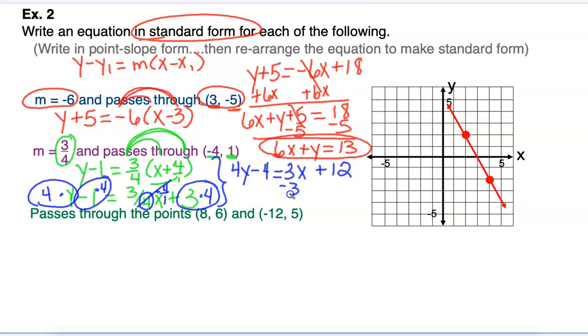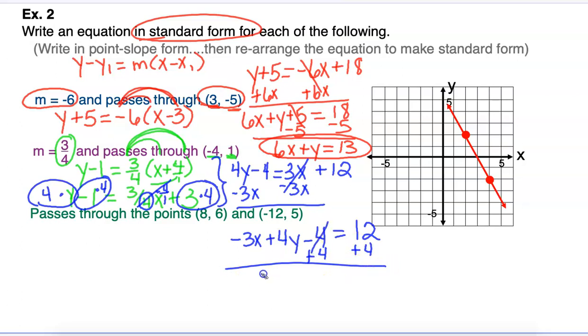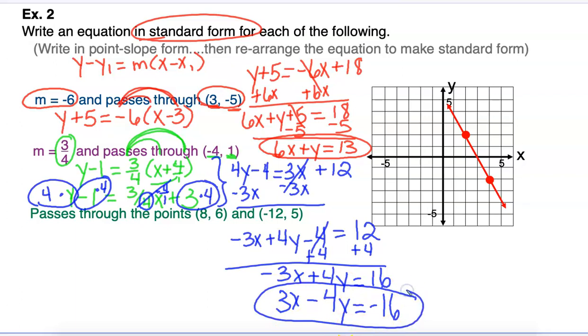So I'm going to subtract that 3x from both sides. So I end up with -3x plus 4y minus 4 equals 12. And I'm going to add 4 to both sides to get that x and y by itself. So we have -3x plus 4y equals 16. And again, we can't have x as a negative, so we're going to make everything its opposite. So we have 3x now minus 4y equals -16. Make sure you apply it to every single term.